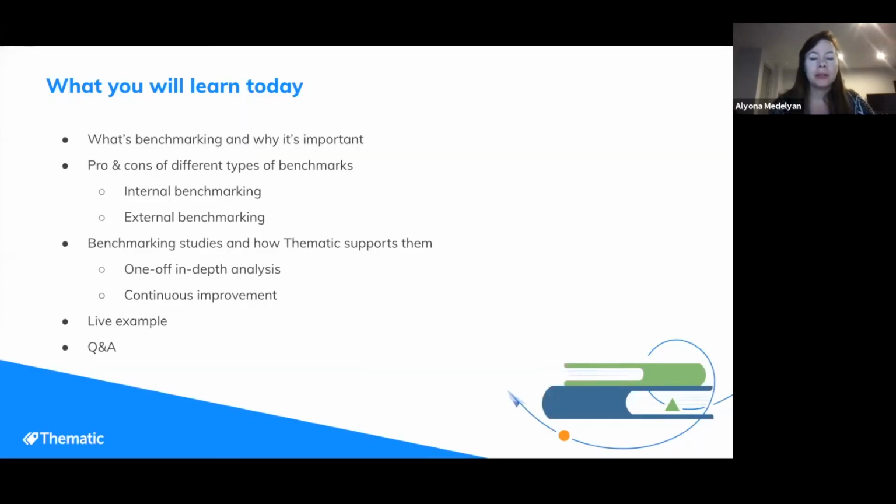So our agenda is: what is benchmarking and why it's important, and the pros and cons of different types of benchmarking. Internal benchmarking is what you do within your company with your internal data, and external benchmarking is, for example, competitive benchmarking. We will also share some studies along the way, and dig deeper into one particular one-off study we've done on bank app reviews, and show you how companies use Thematic for benchmarking and internally for continuous improvement. So basically making sure that their NPS scores aren't dropping, and other metrics.